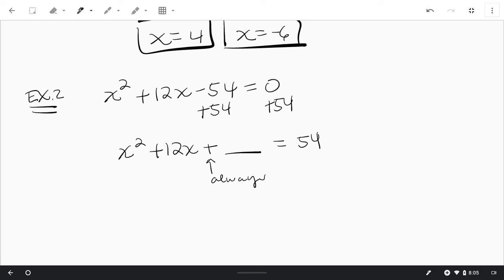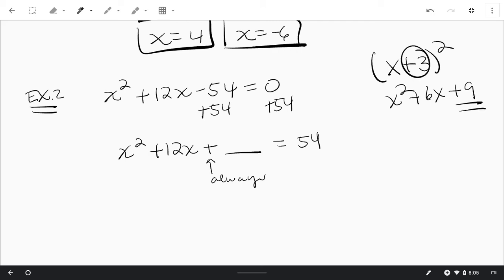And the reason why is because when you square a binomial, let's go back to something like this. When you square this, you end up with x squared and then 6x and then 3 times 3. So this last term here in the trinomial, the way you get that is by taking whatever is here, positive 3 or negative 3, and squaring it. Whenever you square a number, you always end up with positive. So that's why this third term is always going to be plus.